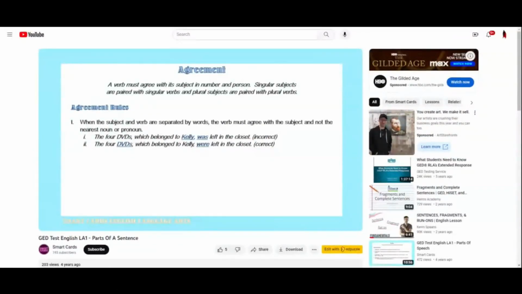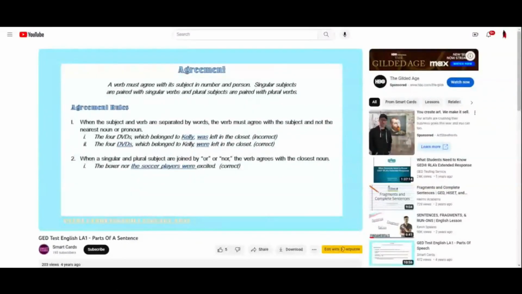The second agreement rule states, when a singular and plural subject are joined by or or nor, the verb agrees with the closest noun. For example, the boxer nor the soccer players were excited. The subject of the sentence is boxer and soccer players. The linking verb is closest to the plural subject soccer players. So the plural linking verb were must be used. Hence, this sentence is grammatically correct.